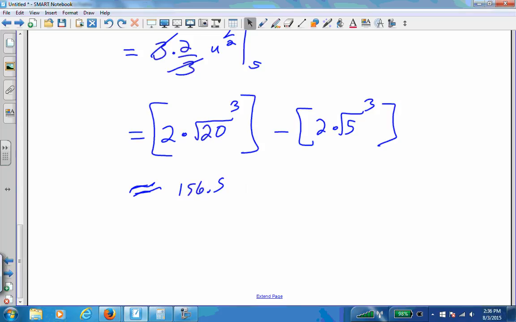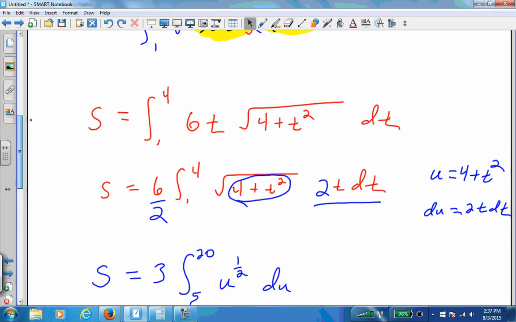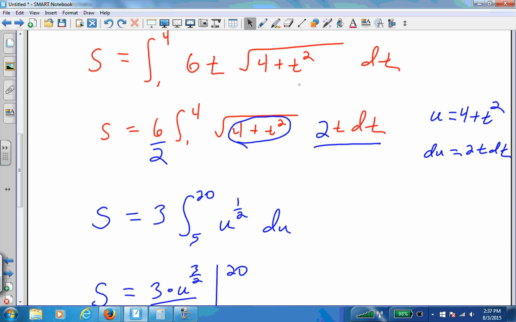So it's just basically being able to manipulate that formula. 4 plus t squared. What is that back? Yeah, put it back in. But you don't have to.